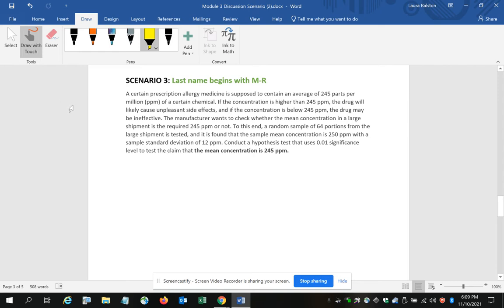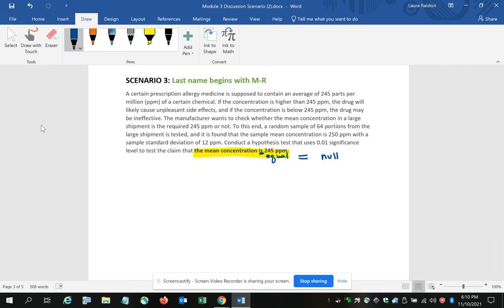We again look for those words: claim, believe, think, conclude. I have it highlighted in bold print. So my hypothesis is the mean concentration is 245 parts per million. So this says is. Is a synonym for the mathematical word equal. And since that's equal, that statement is my null hypothesis.